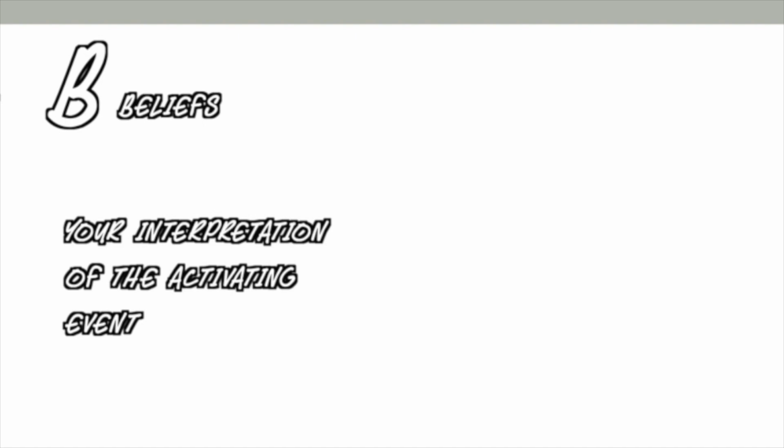Okay, so this is the layout of the ABC. A stands for the activating event. This is what happens to or around someone. It's what we can call the trigger. B is our beliefs. And what this really is, is our interpretation of A, the activating event, the meaning that I make of it and what I tell myself about it. C stands for consequences. Consequences come in the form of feelings or behaviors.